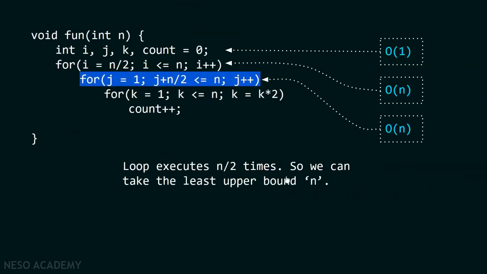I can take the upper bound as n and can clearly say that the loop is running with the time complexity big O of n. So this is the upper bound I can take, which is n instead of n by 2. Always try to remove the constants. Don't take n by 2. Instead of n by 2, you can take a least upper bound. That could be n. Now, let's see the other loop.